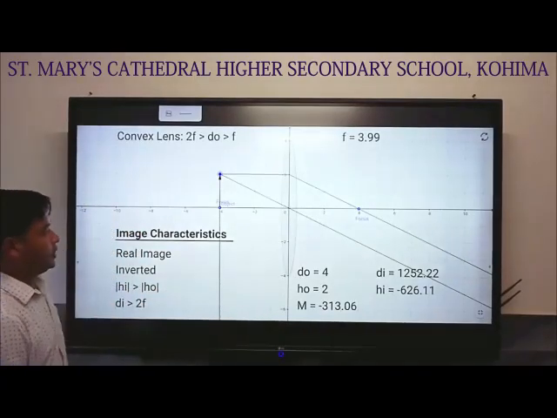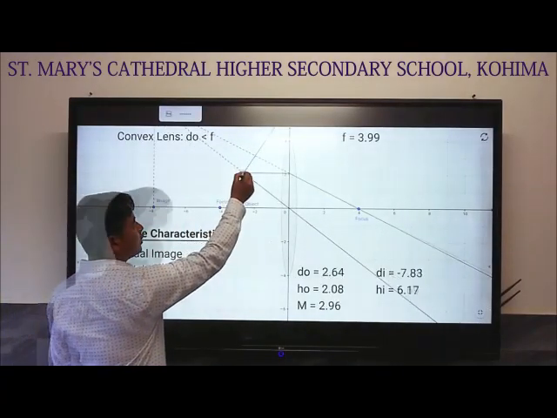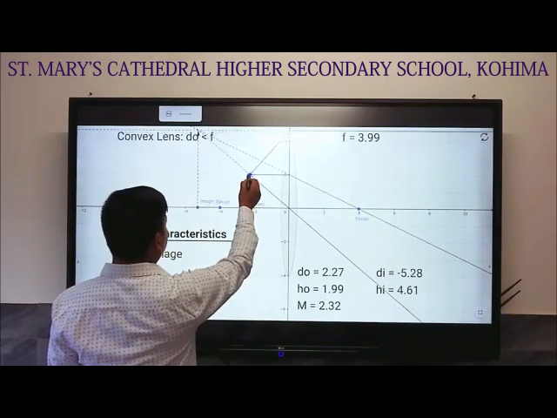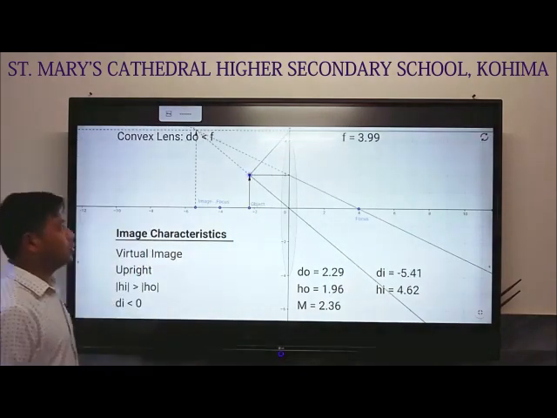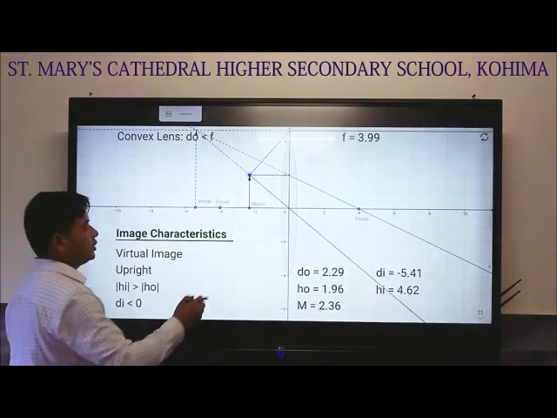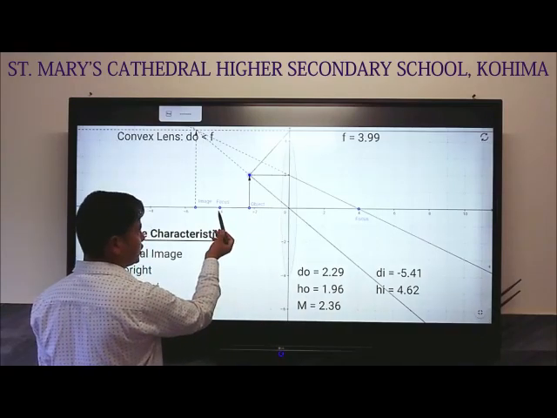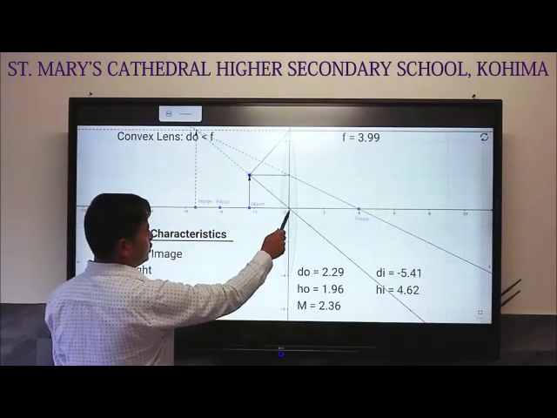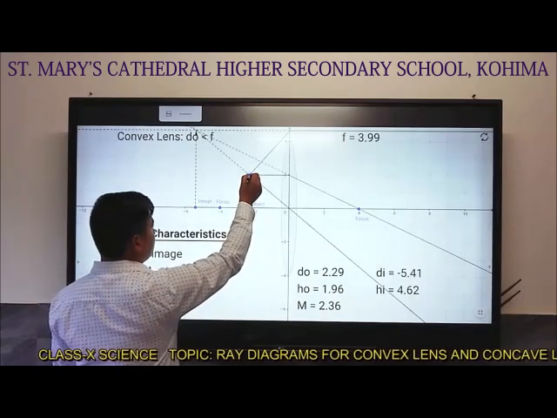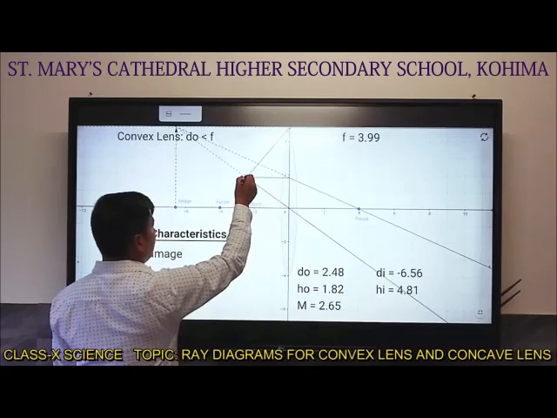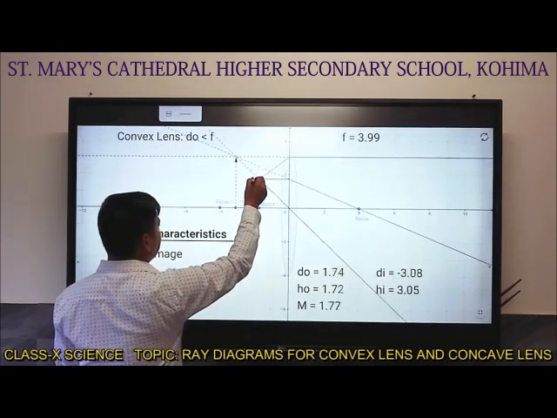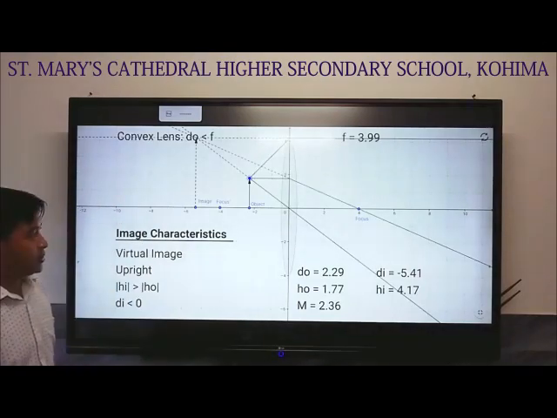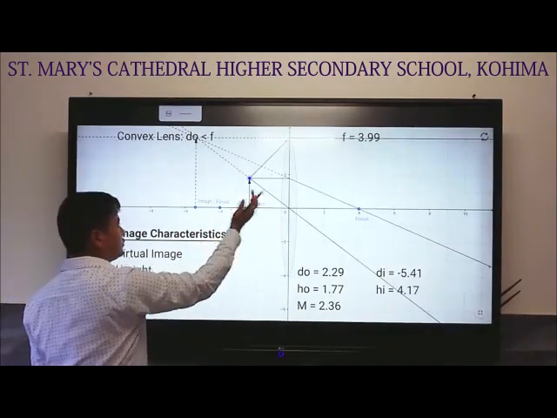So now the next position is when the object is placed... I'm trying to adjust or accommodate it in the screen. As you can see, when the object is brought in between, this is minus 4, your focus, and this is O, as we call it, the optical center. So when we put this object in between these two, let me change the position and show all of you. We can see that an image is formed behind this object. So this object, when placed in between the focus and optical center, forms an image. Where is the image? The image is here in front, on the same side as the object.